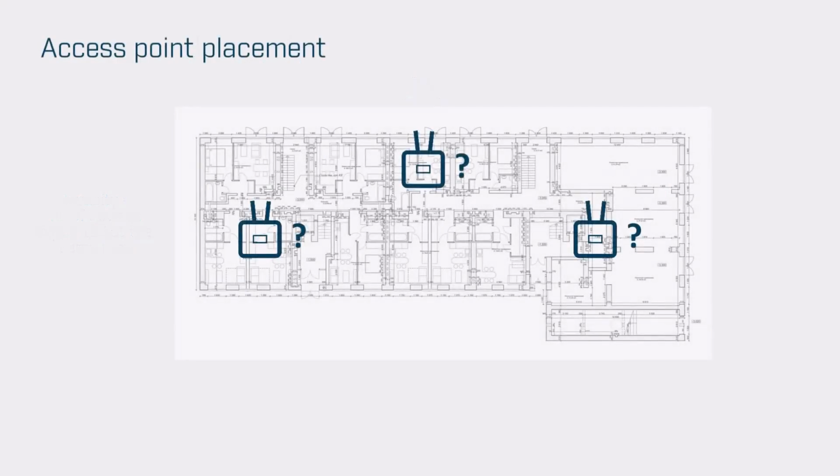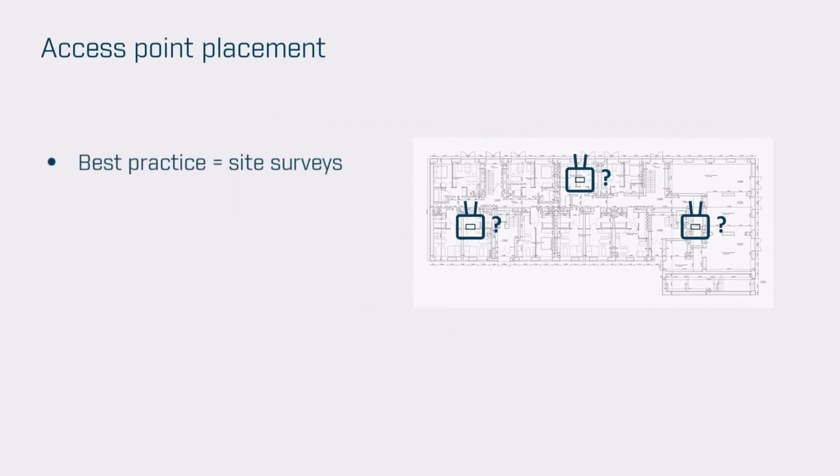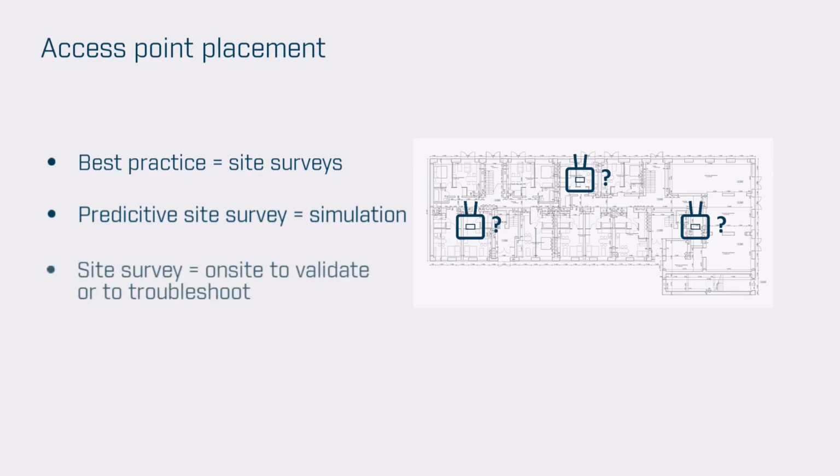When planning the placement of access points, it's important to consider walls and other obstacles, as they affect both coverage and capacity. It's best practice to use site surveys both before and after the installation. A predictive site survey is a simulation which helps determine the number of access points needed and their optimal placement. An on-site survey then validates the installation and allows you to make any necessary changes. The on-site survey is also a useful tool to troubleshoot any future issues.